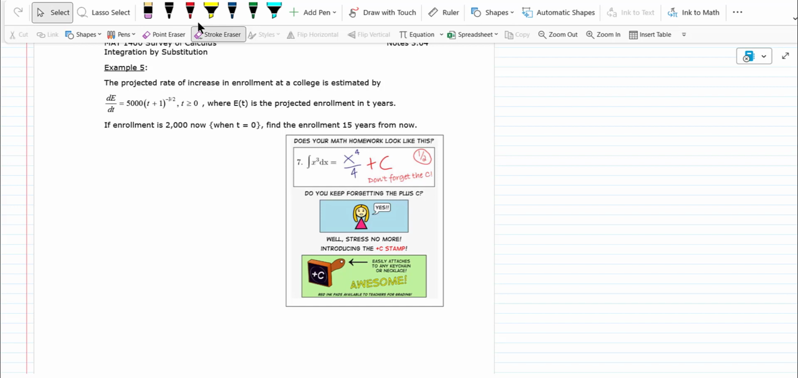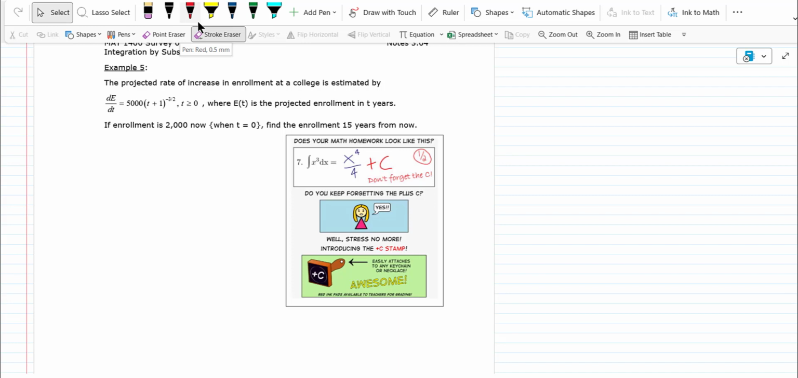So someone suggested just give students a stamp, so when they're doing their homework, they always go plus C, plus C, plus C. Don't forget it. I take a half of a point off if you don't have plus C. It's not a big penalty, but it's enough to tell you that you need to do it.